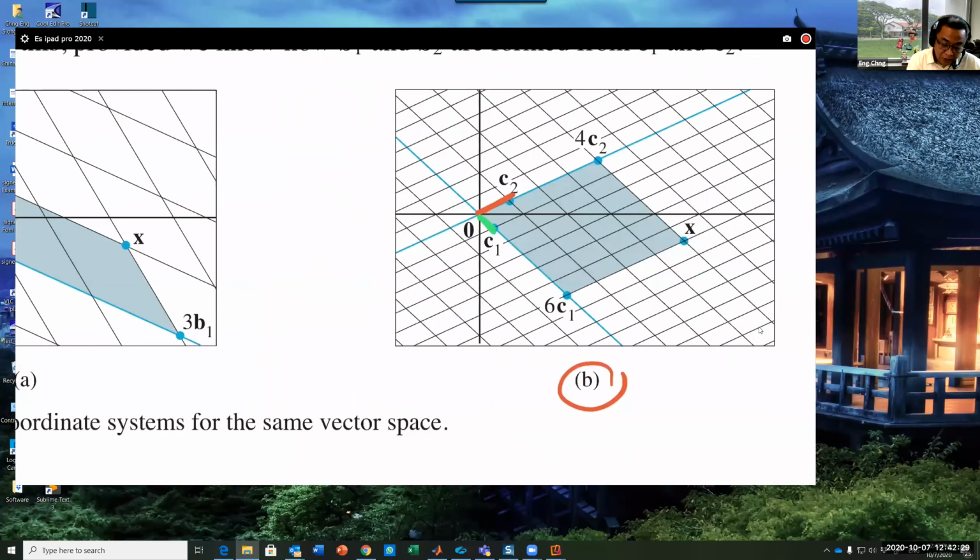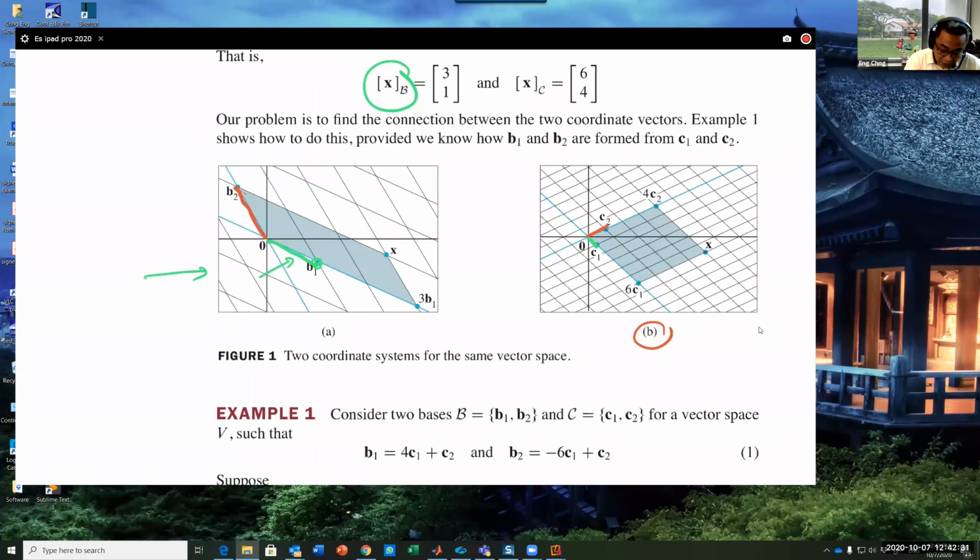So B and C look at the world completely differently. But the key interesting idea is that the origin remains the same point in the space. So in fact, if you take this figure on the right-hand side and put it on top of the figure on the left-hand side, you will realize that the origin will match. Now, when the origins match, the problem is to find where x is.